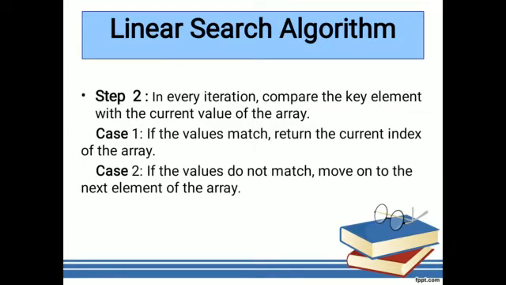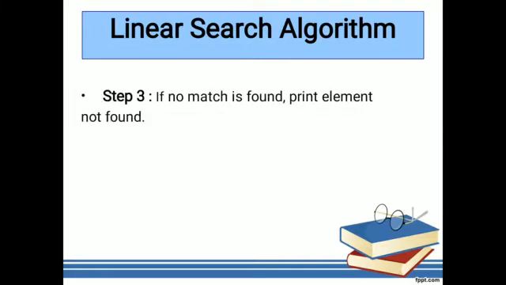Like that we will move through each and every element in the array until the last element is reached. For example, if no match is found, that means we have traversed from the starting element to the last element. Even when the last element is reached and that element is not matched with the key element, then it simply prints element is not found. So this is the linear search step-by-step algorithm.